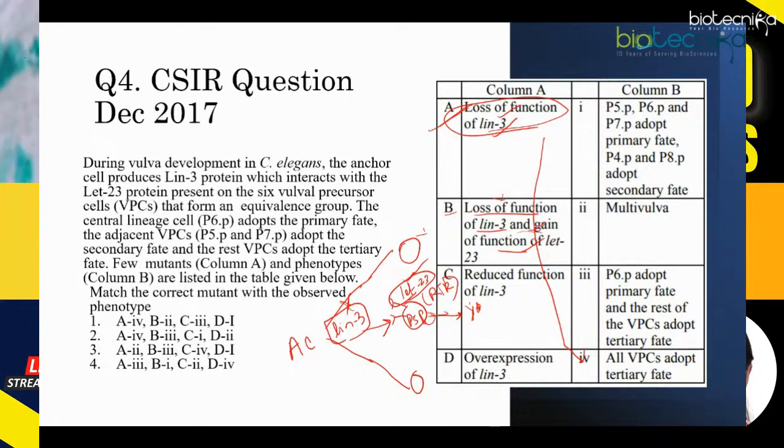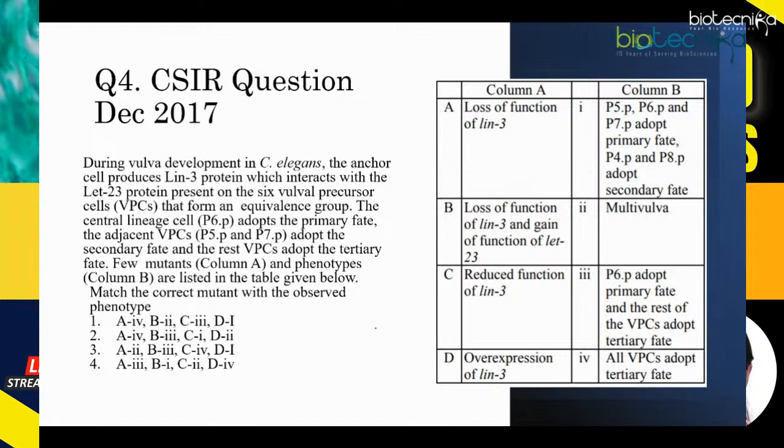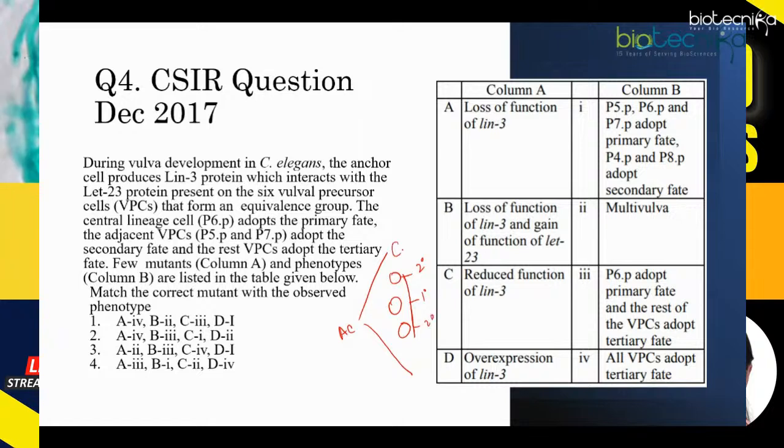Okay, if that is the case, all of them will be taking the tertiary fate. Now, what if there is a reduced function of lin3? Loss of function means neither primary fate nor secondary fate. Actually, when the anchor cell gives the signal, out of the first centrally placed 3 cells, one is primary fate, another is secondary fate, another is secondary fate. The other ones will take the tertiary fate. Tertiary fate means they will just form the skin structure, hypodermis.